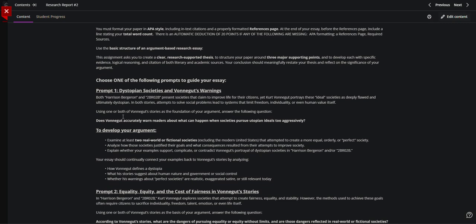So the very first prompt is this one. Remember, the prompt is in bold. And I'm afraid there's not many other ways I could actually differentiate that. But the prompt is, does Vonnegut accurately warn readers about what can happen when societies pursue utopian ideals too aggressively?